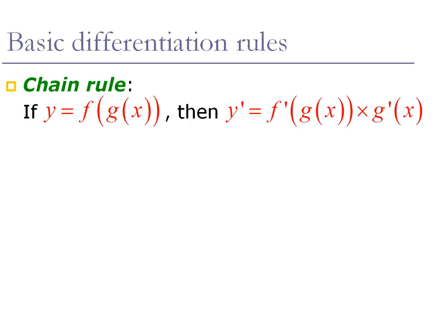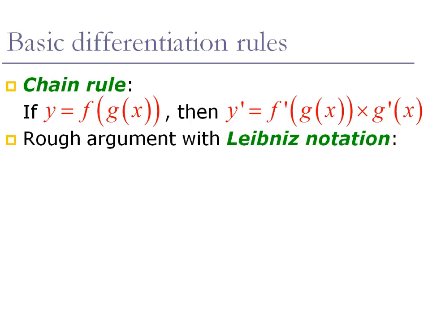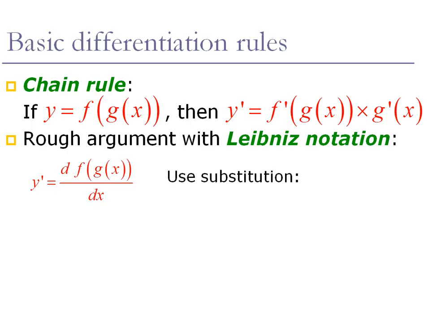But let me show you, I'll not really give you a proof, but a little bit of an idea based on Leibniz notation. Remember, what we're trying to do is take the derivative of something that looks like f of g of x with respect to x. Well, what we're going to do is make a little substitution. We're going to take that inside piece, that g of x, and call it u. Then what that means is that we're trying to compute the derivative of f of u with respect to x.